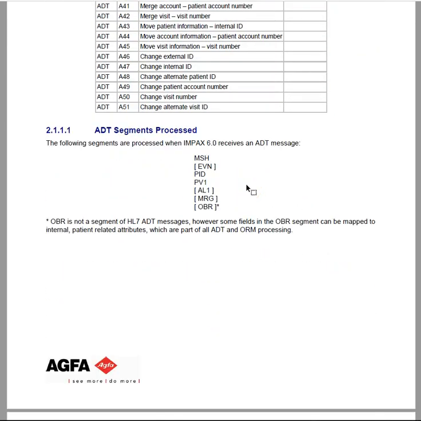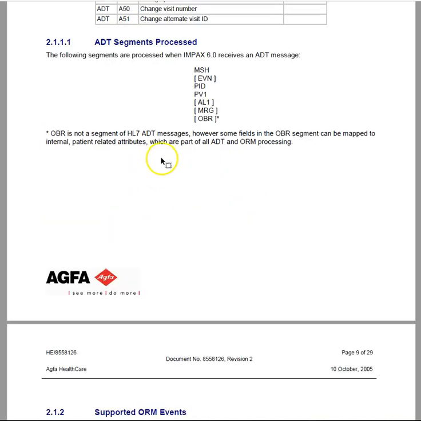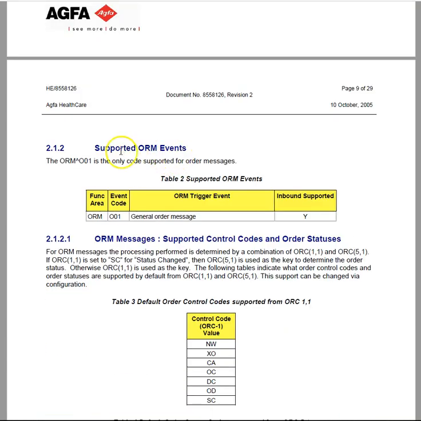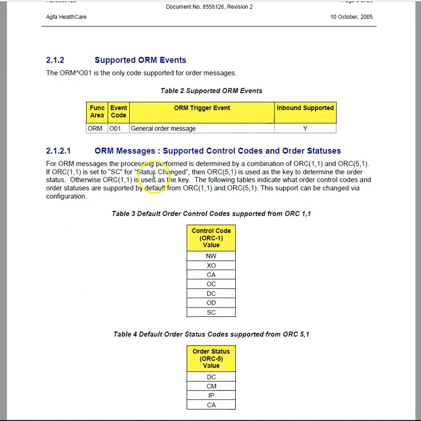And then here is the ADT segment sequence. When an ADT message comes to PACS, it needs the segments in this exact sequence. As we've learned, segment sequence matters. If the segments are out of sequence, it generates an error code, so it must be in that segment sequence. Here are the supported ORM events. There's only one trigger event code that it supports for ORM messages.